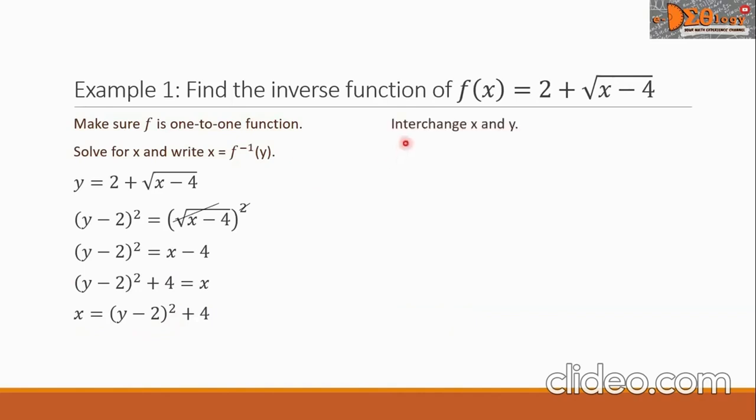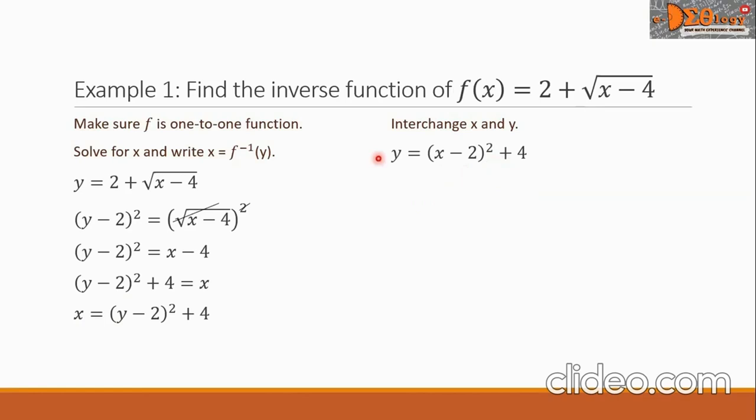We will go to step 3, which is to interchange x and y. It means, using this equation, I'm going to copy it in here. However, for all the x that I see, I will change to y and vice versa. So you see here, the x becomes y, and the y here becomes x. So our new function is y equals the square of x minus 2, then plus 4.